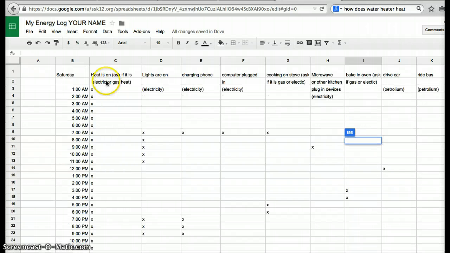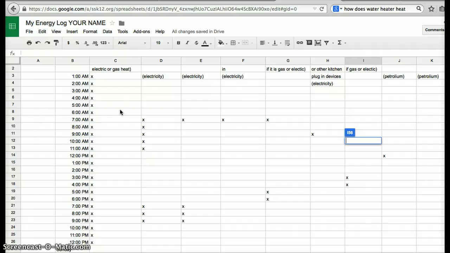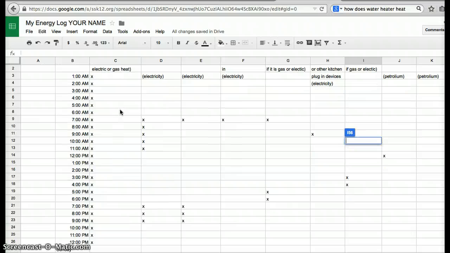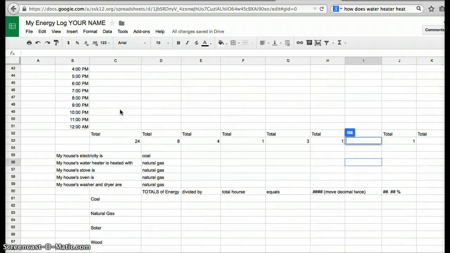So we're going to say for heat, I know that my heat comes from natural gas because it heats the water that pumps through the heaters, the baseboard heaters in my house. So for me, it's natural gas. For you, it might not be, and you need to ask your parents. Okay, so for heat, I know that's natural gas. I'm going to fill that in for each category as looking at what it is.